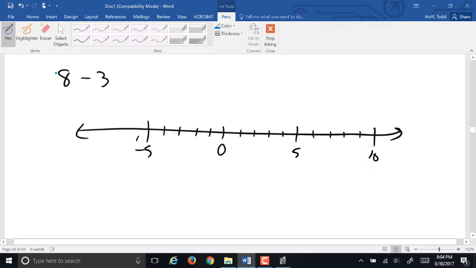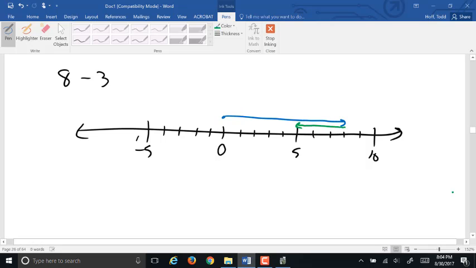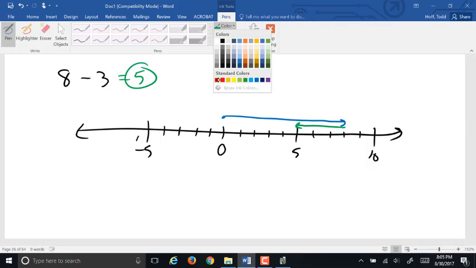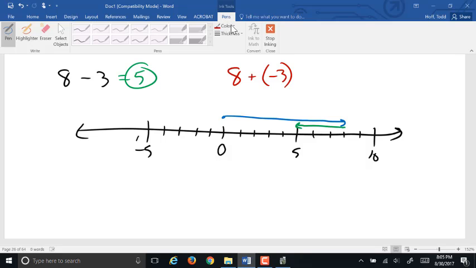If I asked you to draw a picture with vectors for 8 minus 3, it would most likely look something like this. There's 8, minus 3 puts us at 5, right? We all knew 8 minus 3 is 5. But if we look at that picture, it looks suspiciously like 8 plus a negative 3. And it is. The reason is the technical definition of subtraction.